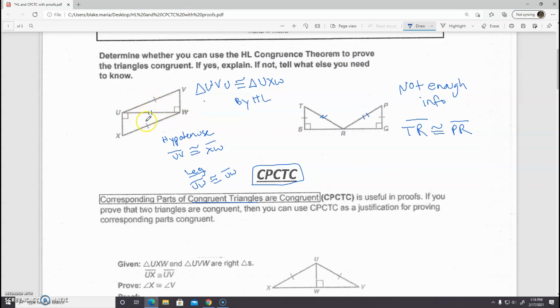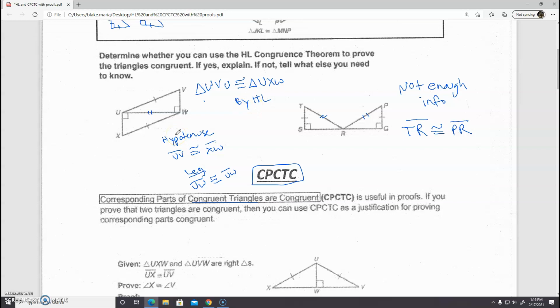So where are we going with this? So let's look back here. You told me these two triangles are congruent by hypotenuse leg. So now, without me having to mark anything, you should be able to tell me that angle V is congruent to angle X, right? Because we know that the triangles are congruent, then we know that their parts are congruent. So once you tell me, hey, these two triangles are congruent, you know everything. You know that VW is equal to UX. You know that angle V is congruent to angle X.